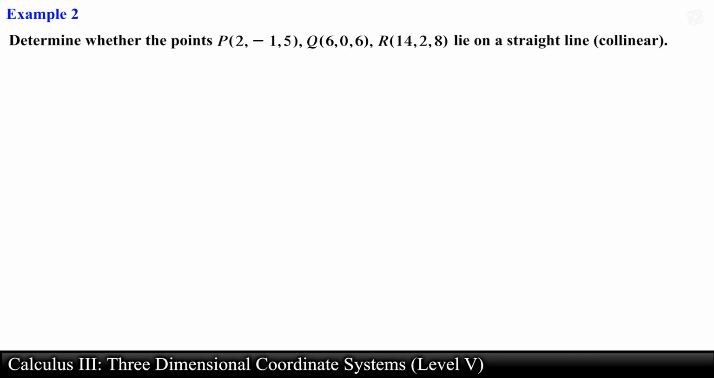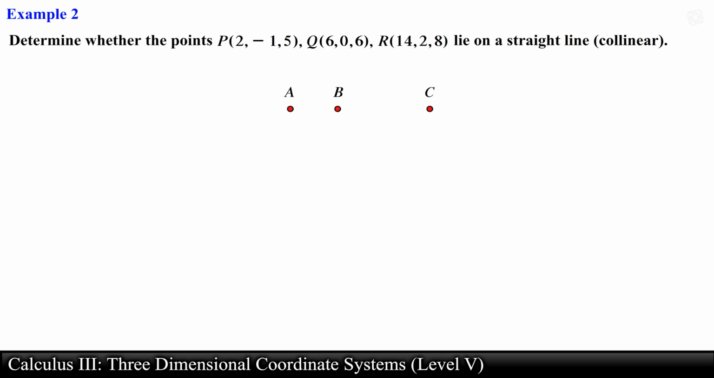Alright, let's try the next example. Determine whether the points P, Q, and R lie on a straight line. In other words, are they collinear? How can we determine if these 3 points lie on the same straight line? There's actually a couple of ways. Consider the following. Say we have 3 random points. Let's call them point A, point B, and point C.